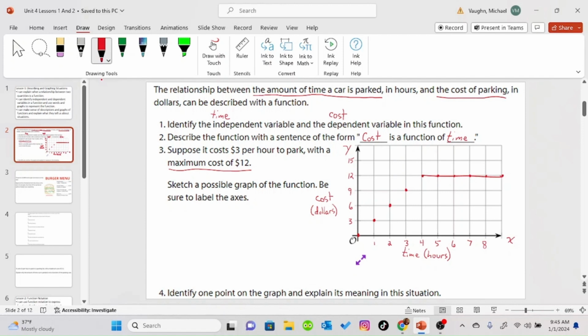So anywhere between $0 or 0 hours and 1 hour, it's going to be $3. As soon as I go over that, it's going to go up to 6, 9, 12, and then it can stay solid.